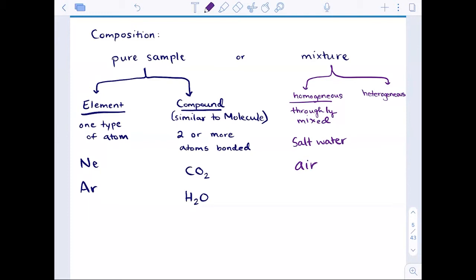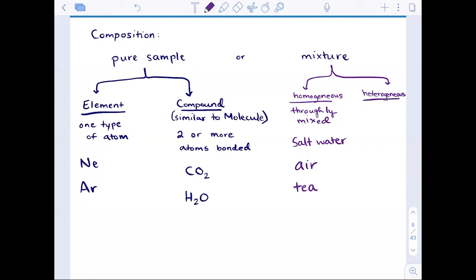A macroscopic world idea would be something like tea, or if you add things to your coffee. I like my coffee with a little bit of milk and a little bit of sugar, and I stir it up and it becomes a homogeneous mixture. I can't just take a sip and say, oh, that one was just the milk, or take a sip and be like, oh, that one was just sugar. It's all of it together, combined and thoroughly mixed.